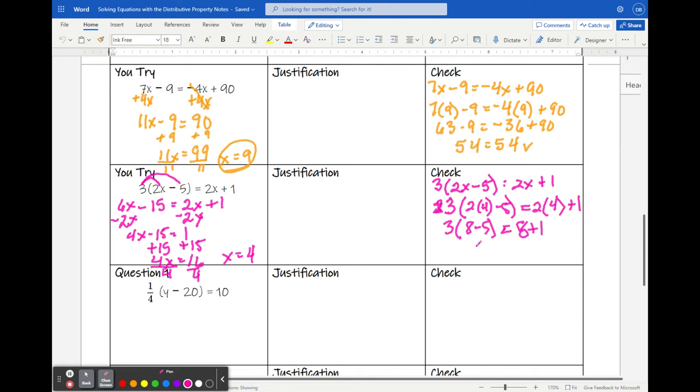8 minus 5 is 3. 3 times 3 is 9. 8 plus 1 is 9. It does check out. My solution is x equals 4.